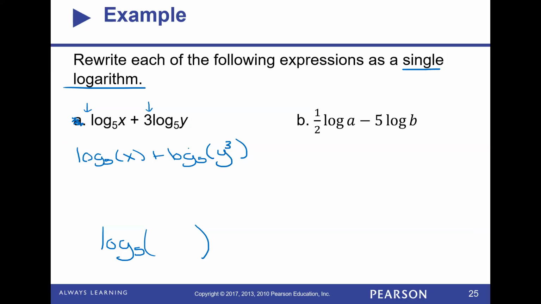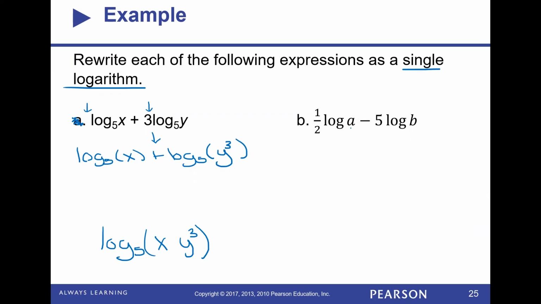Now, if there's nothing left in front of the logs, we look at what's between our logs. Between my logs here is addition, and we said that with addition, you take the insides of those logs and multiply them. And when we multiply, we normally just write them side by side.